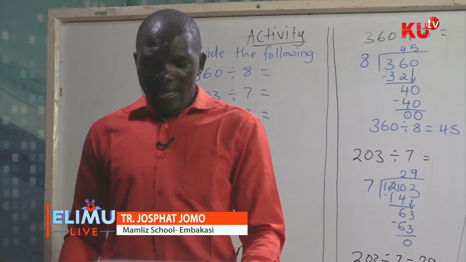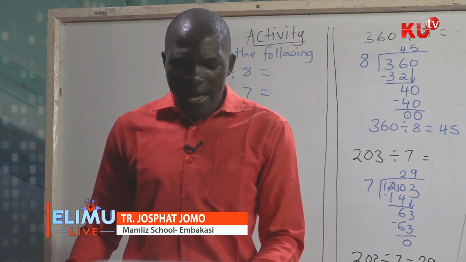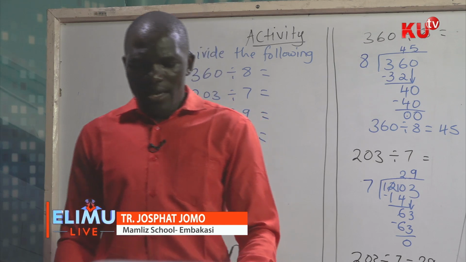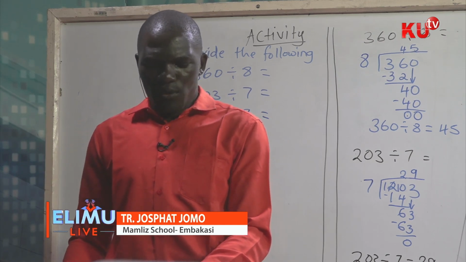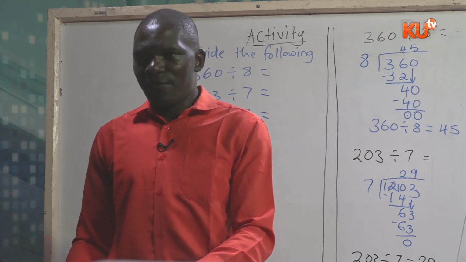And then lastly, in every division, the number dividing, or the smallest number, should be the one to be used in finding the multiples that are close or equal to the preferred number.